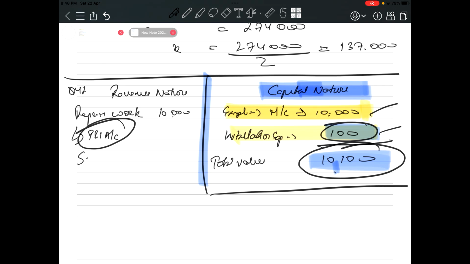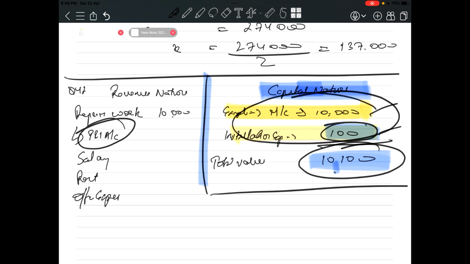Other examples of revenue expenses are salary. You pay salary to your employees, right, you pay rent, you pay office expenses. So this kind of expenses will be called revenue nature, and this type of installation expenses and the like will be called capital nature expenses. I hope this is clear to you.